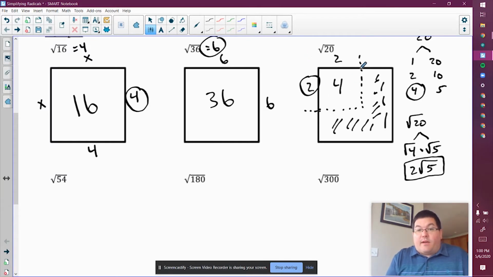Okay, and so we can see that, right? We broke out the perfect square that we knew, and we represented the rest with this radicand. So let's see if we can apply that same idea to some of these other problems.